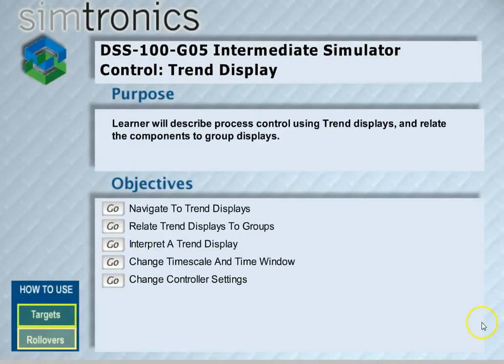Welcome. In this tutorial, Intermediate Simulator Control, Trend Display, your learning goals are to navigate to a trend display, relate the trend faceplates to the corresponding group display, interpret the trend display elements, change the trend display timescale and time window, and change controller settings on the faceplate.